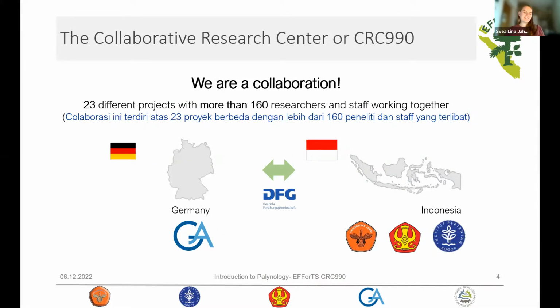The Collaborative Research Center, as the name says, is a collaboration. So actually, we are working in 23 different projects with more than 160 researchers and staff working together. The collaboration here is between 3 universities in Indonesia. I think Bahesti mentioned this already. The University of Bogor, the University of Tadulako, and the University of Jambi. And this is collaborating with my university, the University of Göttingen in Germany, through the DFG, which is the German Research Foundation.